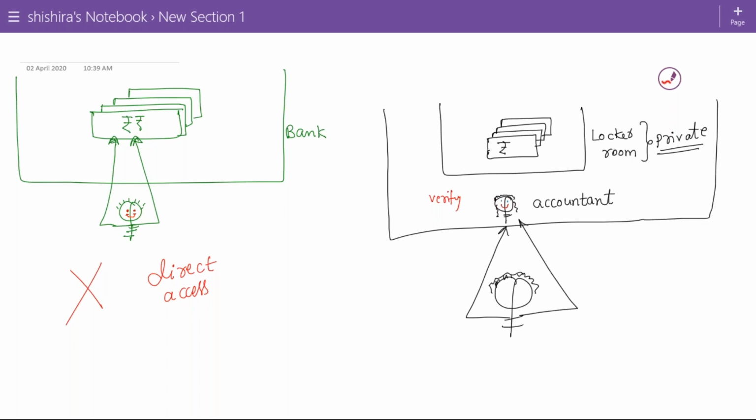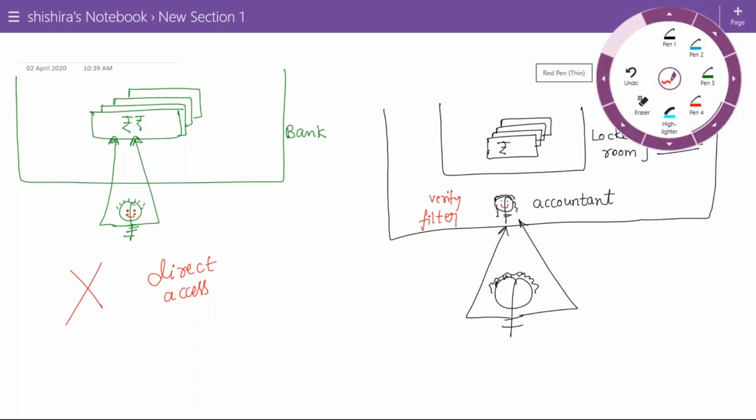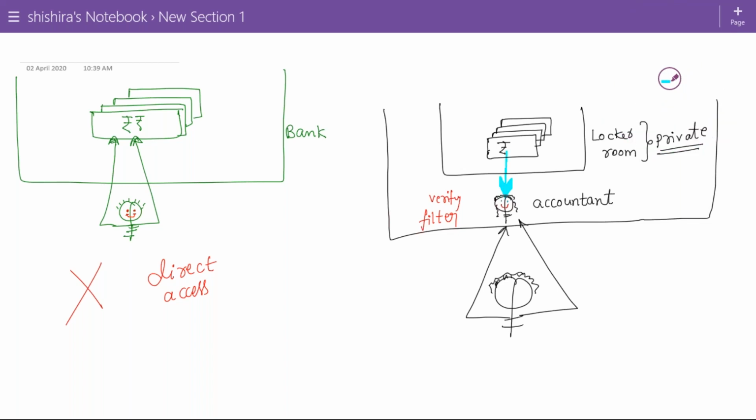She might ask you, give me your ID card, like Aadhaar card or PAN card. She's going to check your signature. She's also going to check how much balance is there in your account. Everything is going to be verified here, or filtered. She's going to filter whether you are an authorized user or not. If you are an authorized user, then she will take this money because she has access to the money, but you don't have access. But through her, indirectly, you get the money.